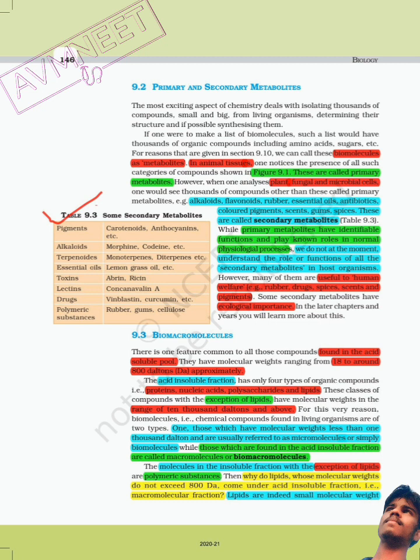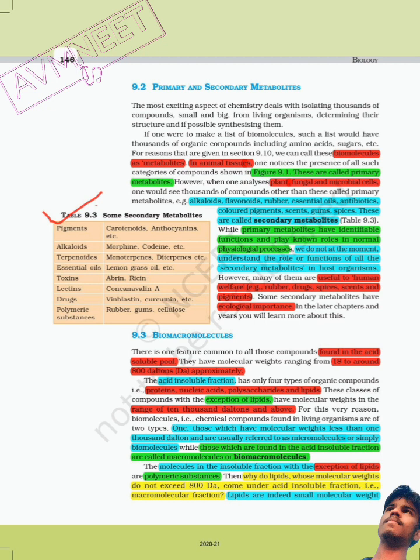While primary metabolites have identifiable functions and play known roles in normal physiological processes, we do not at the moment understand the role or functions of all the secondary metabolites in host organisms. However, many of them are useful to human welfare, in particular rubber, drugs, spices, scents, and pigments. Some secondary metabolites have ecological importance. In the later chapters and years, you will learn more about this.